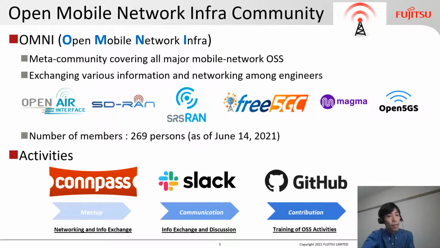For example, in OMNI, they are discussing these various mobile network open source softwares. As of 14th June, the total number of members is 269. In OMNI, there are three main activities. They are periodically having meet-ups and hands-on to share useful information about open source software and building strong good relationships among them.